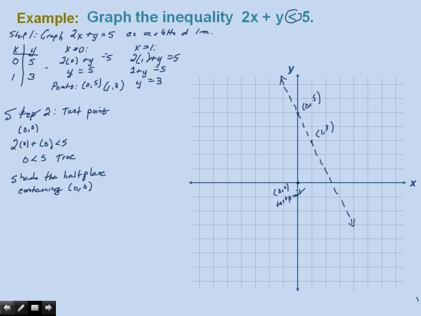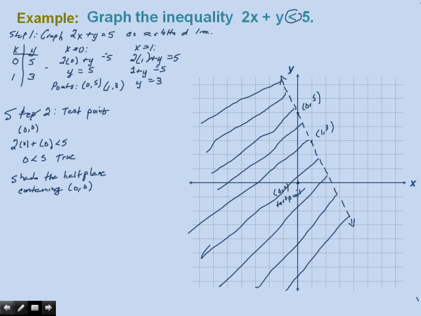So we go over here and look at our graph, and we can see where our point 0, 0 is. So we want to shade the same side of the line that the 0, 0 is on. So we're shading this side of the line. So there's our solution.